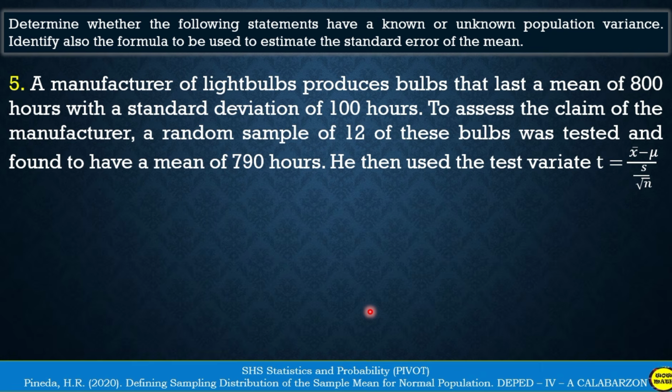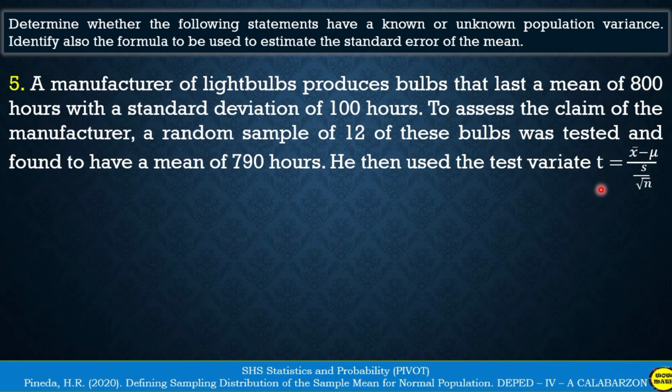Number 5, a manufacturer of light bulbs produces bulbs that last a mean of 800 hours with a standard deviation of 100 hours. To assess the claim of the manufacturer, a random sample of 12 of these bulbs was tested and found to have a mean of 790 hours. He then used the test variate t or this distribution, the T-distribution.